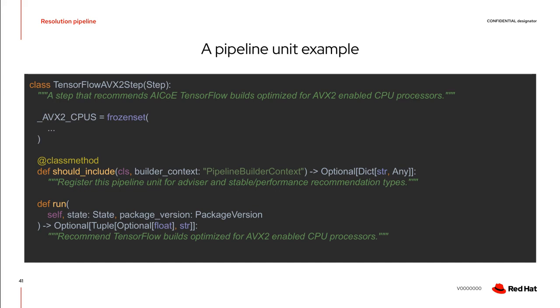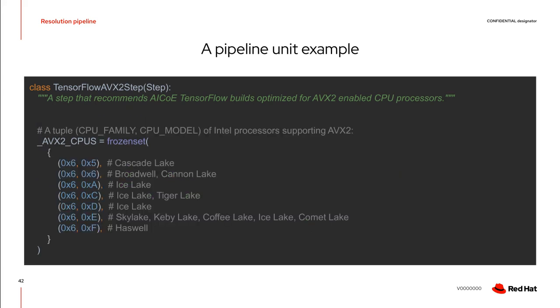So let's have a look at an example of a pipeline unit. This pipeline unit is called a step and scores TensorFlow builds that are optimized for AVX2 enabled CPU processors if the user uses an AVX2 enabled processor. There are two important methods. One is called run and the other one is called should_include, that is a class method. And there is also a listing of AVX2 CPUs. So let's take a look at the implementation.